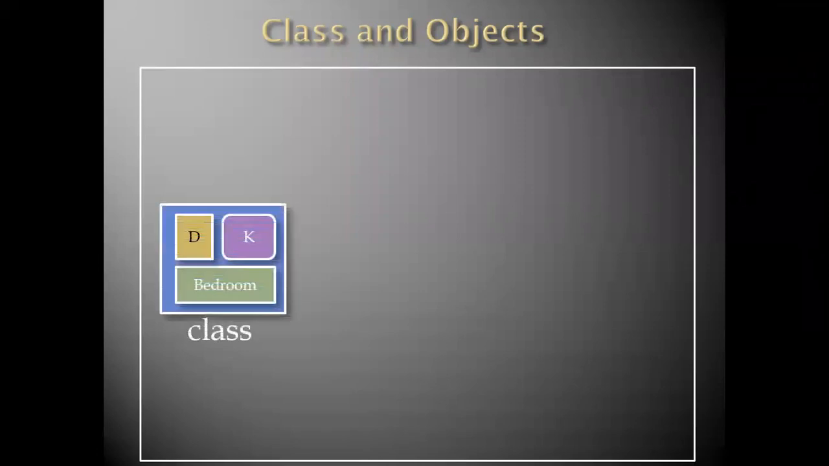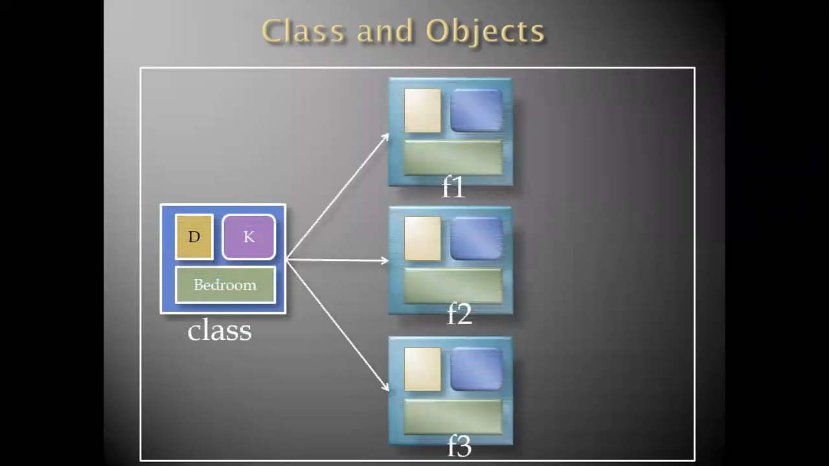A class is a basic house with a bedroom, kitchen, and dining room. The house that you make based on this plan is called an object here. That means each of the houses will have a dining room, kitchen, and bedroom.